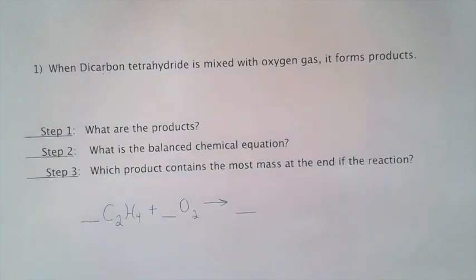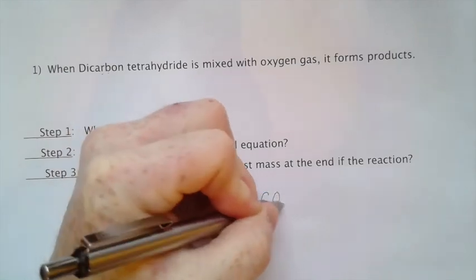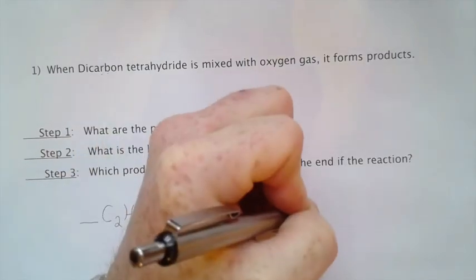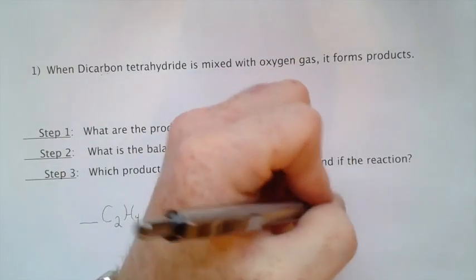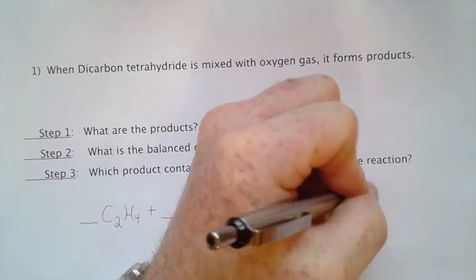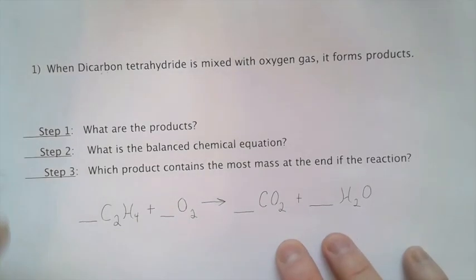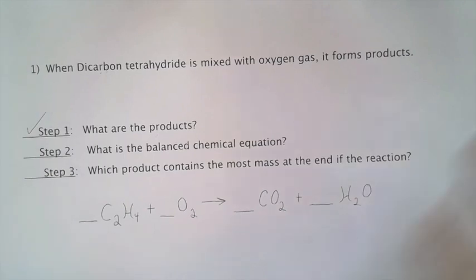Give yourself space to balance. We know it's going to make CO2 plus coefficient space water. Good old dihydrogen monoxide. So there it is. So far, we've done the task of predicting the products. Step 1 complete. Now, we need to balance it.